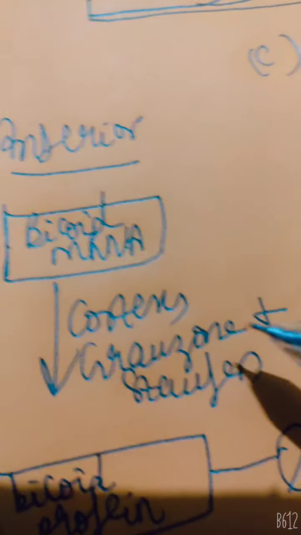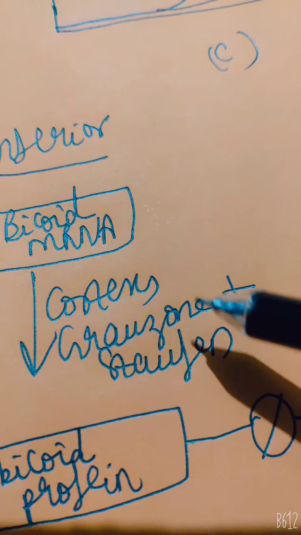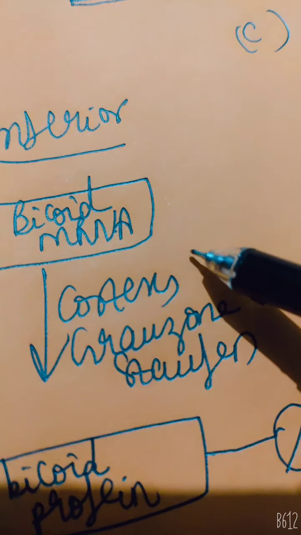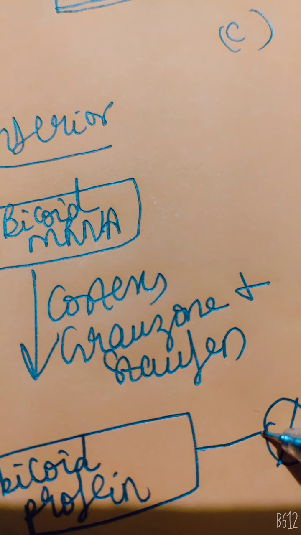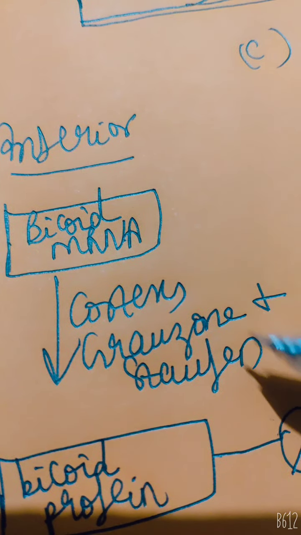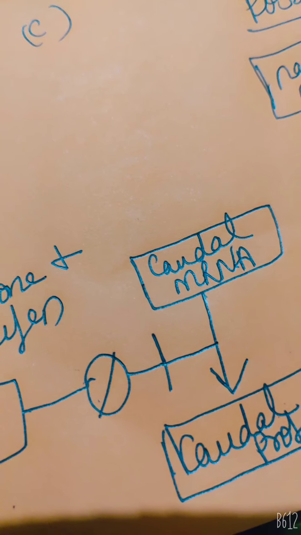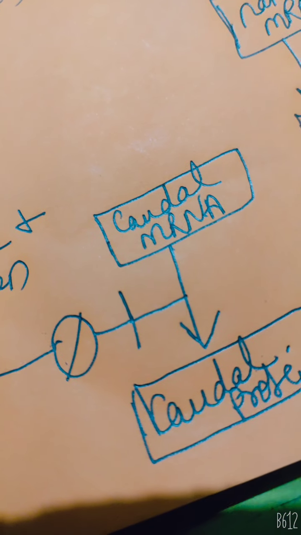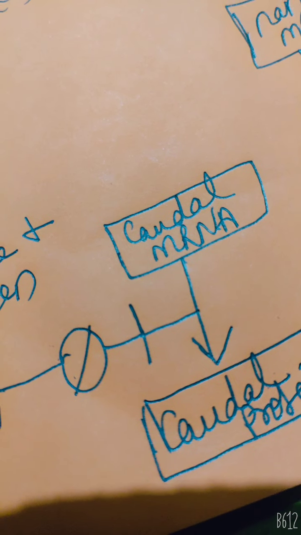the posterior region. Likewise here, for bicoid mRNA to get translated into bicoid protein, certain genes and proteins assist it. That is, cortex is a gene, then grosone is a transcription factor, and staufen is a protein product. So cortex, grosone and staufen will help bicoid mRNA translate into bicoid protein, which prevents the translation of caudal mRNA into caudal protein, which is required for the posterior development of the embryo.